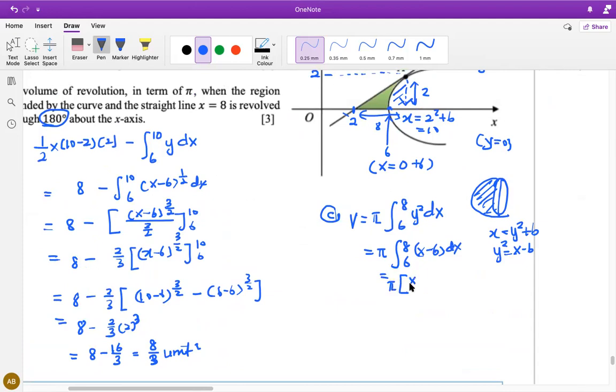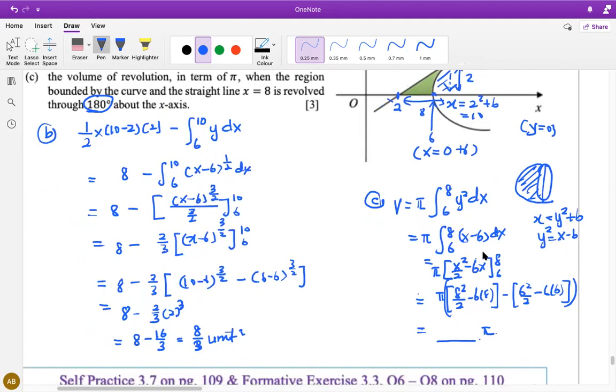All right, so you get x squared over 2 minus 6x, and then x from 6 to 8, right? So you substitute in. So you get x squared over 2 minus 6 times 8, okay, minus 6 squared over 2 minus 6 times 6, right? So you will be able to get the answer in pi. So you see here quite easy. So this one is very easy. That's why only 3 marks. All right, so you can check the answer for B and C.